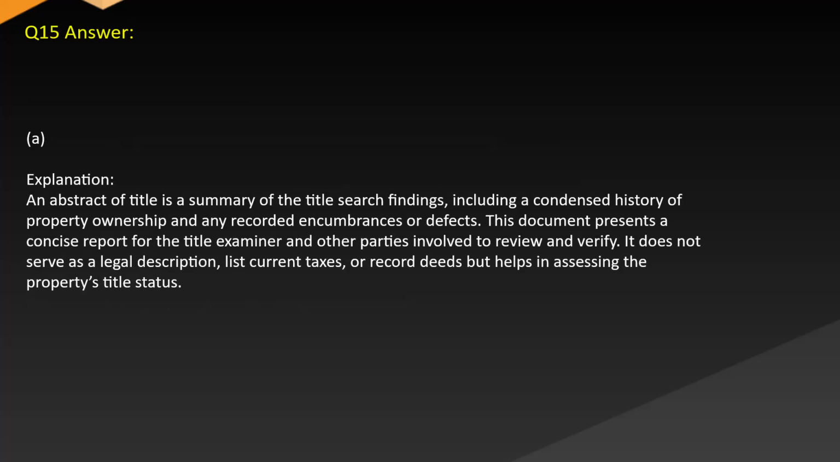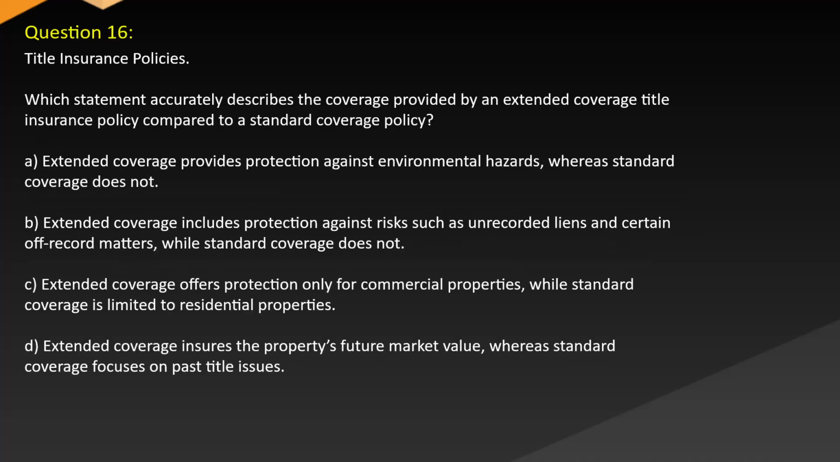Answer A. Explanation. An abstract of title is a summary of the title search findings, including a condensed history of property ownership and any recorded encumbrances or defects. This document presents a concise report for the title examiner and other parties involved to review and verify. It does not serve as a legal description, list current taxes, or record deeds, but helps in assessing the property's title status.